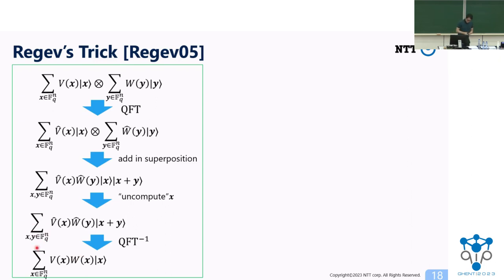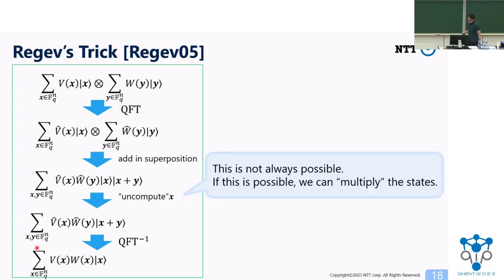The only non-trivial step in this template is this uncomputing step. Actually, such an uncomputation is not always possible. But this template says that if this uncomputation is possible, then such a multiplication of the states is also possible. So, okay, this is Regev's trick.